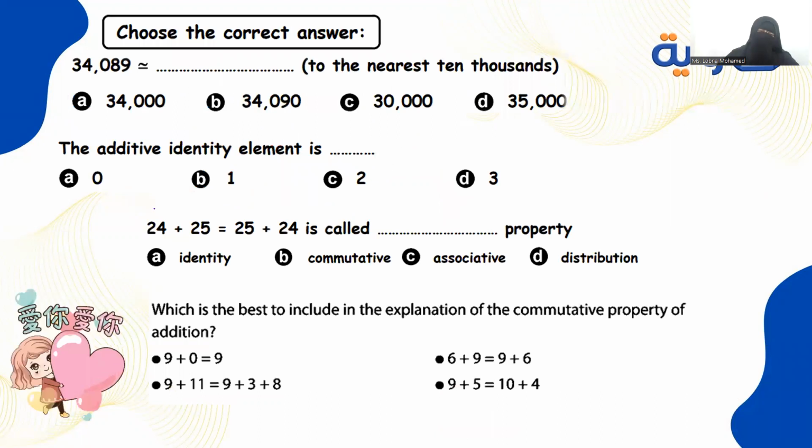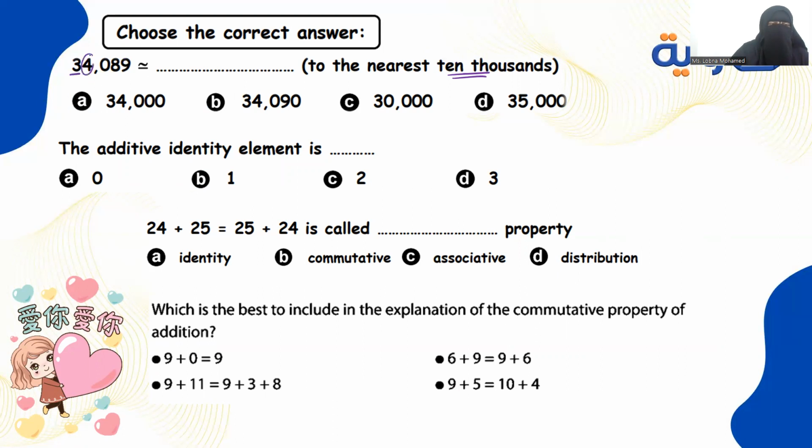Now let's solve together the first question here to check your understanding about it. Let me read it. 34,089. He asked you to round this number to the nearest 10,000. So what is the first step? Is to find the digit in the 10,000 place. We have what in 10,000 here? We have 3. So we underline 3 and circle 4.